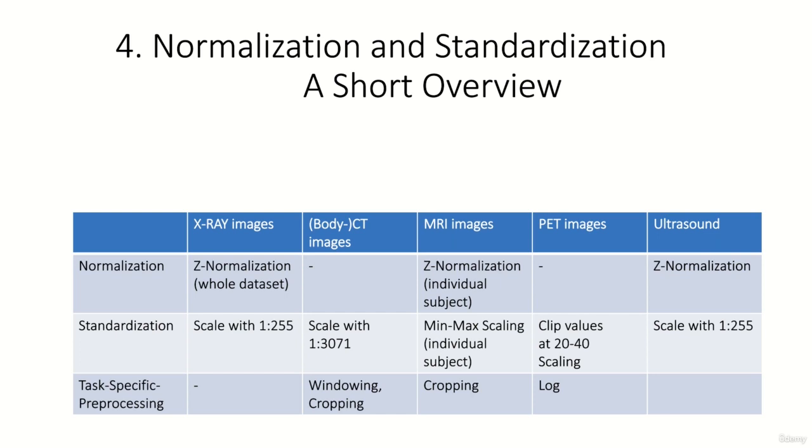As with CT images, PET scans are typically not normalized, but their values are often clipped in the range between 20 and 40. As already mentioned on the last slide, sometimes it might also be helpful to compute the logarithm of those values. Data received from medical ultrasound can be processed in the same way as X-ray images.